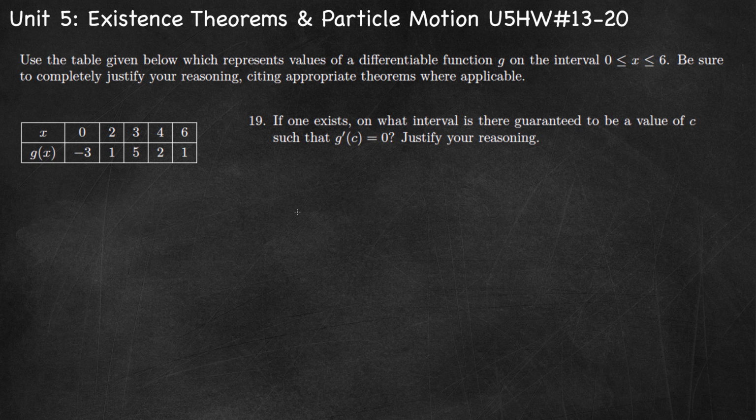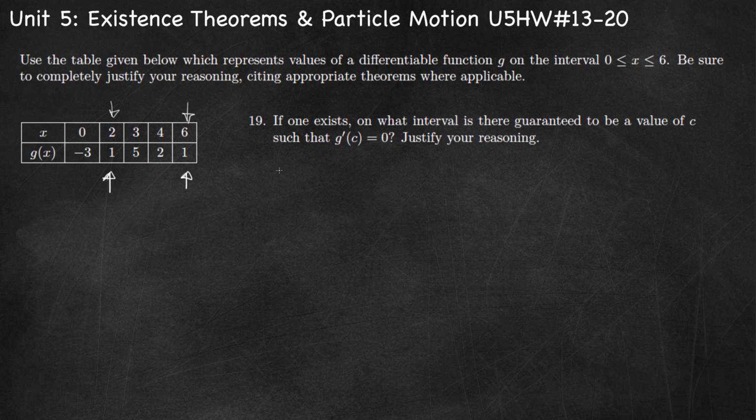So condition 3, are there two values where the y-coordinates are the same? And I do see that in my table. When x is 2 and when x is 6, the y-coordinate is the same, it's 1. Okay, so we have all conditions met. Therefore, the conclusion of Rolle's theorem is true. Somewhere on this interval from 2 to 6 in this case, the derivative will equal 0.